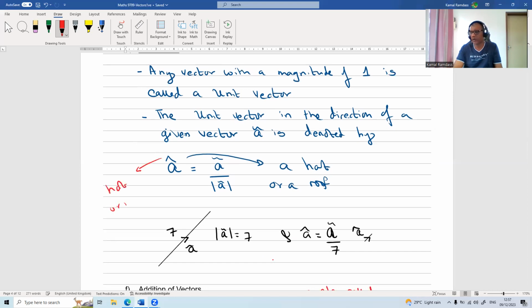Hat or roof. That means a roof is equal to A bar, vector A, divided by the modulus, the magnitude of the vector A. For example, we have 7. In its direction, we call it A bar, the magnitude is 7, magnitude of A is equal to 7, of A bar is equal to 7, therefore a roof is equal to A bar divided by 7. If you look carefully, it is like this: same direction, but its distance is 1.